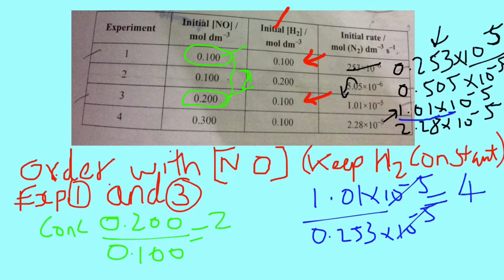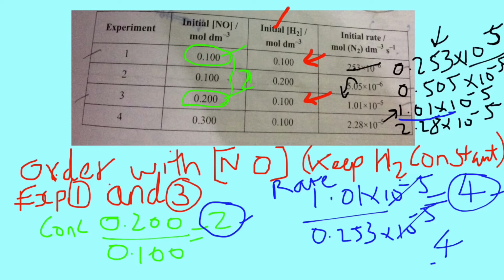So here we have the rate and here the concentration is given. You can see the concentration was doubled, and the rate became 4. So as you can see the concentration is 2 and the rate is becoming 4. So we can say 2 to the power 2 gives 4. It means that it is second order with respect to NO. If the concentration and rate are the same, like concentration 2 and rate also 2, then that will be first order.